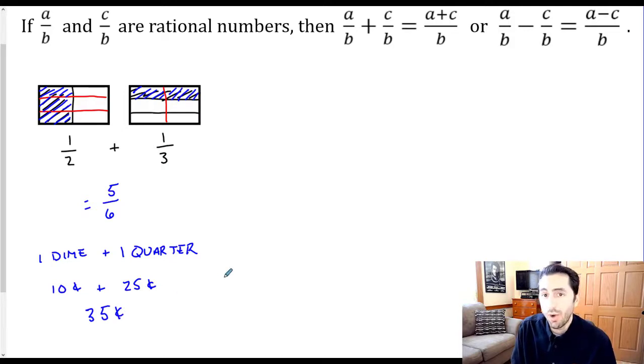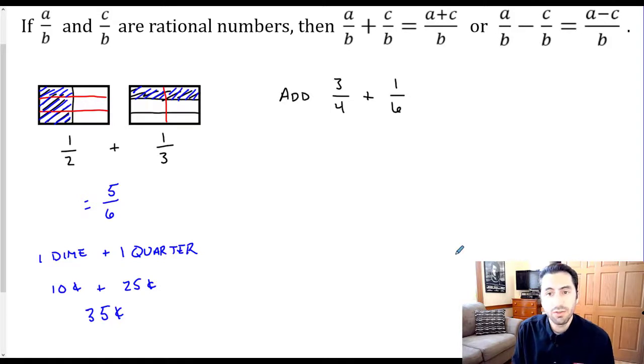So that's the reason why we need a common denominator to add or subtract. We need the sizes of the denominators to match. So let's do an example. Let's do one that doesn't have a common denominator. So let's add 3 over 4, and we'll add this to 1 over 6. So right now the denominators don't match. And if I want to add these, I do need that common denominator.